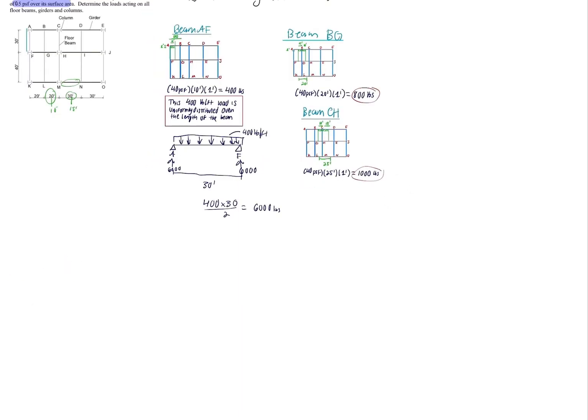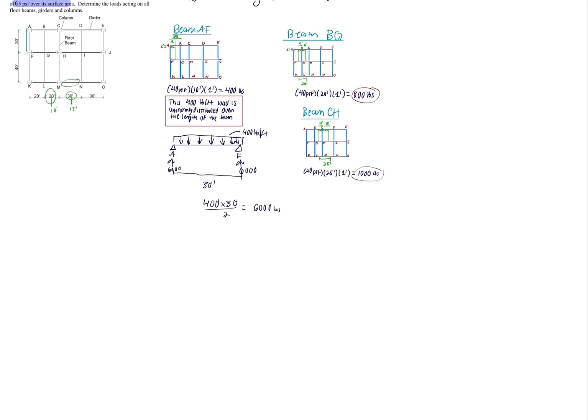You will do this for the remaining beams, and then after all the beams have been calculated, we will move on to the girders. Since we have the slab and have calculated the beams, now we will move on to the girders.